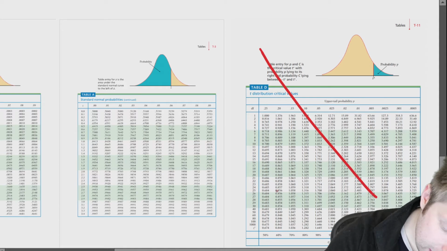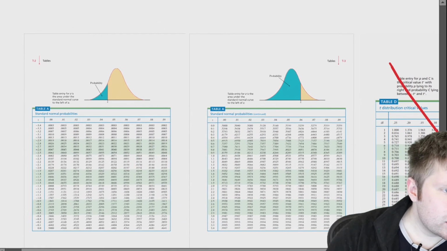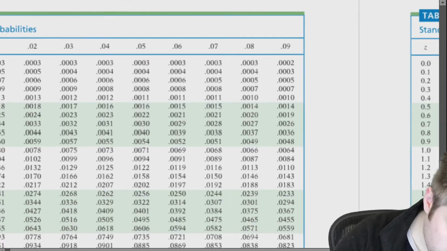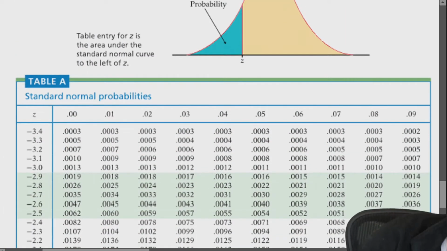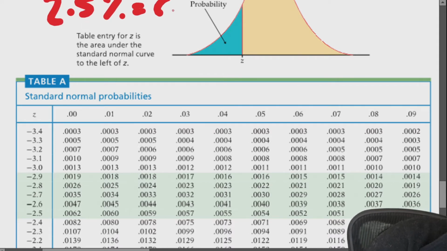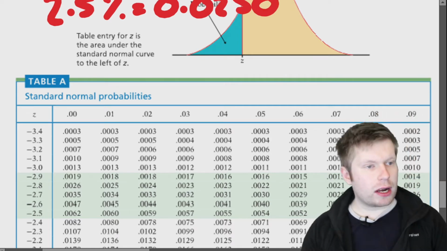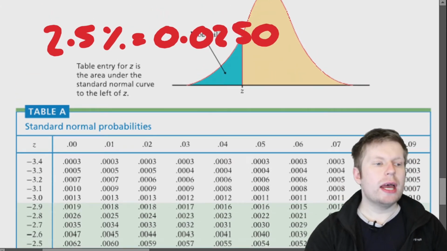Well, look, I don't want the T tables in this case, so I can get rid of that. So basically, I'm looking in these tables, and I'll just zoom in. I'm looking in these tables for 2.5%. So just remember, 2.5% is equal to 0.0250. Okay, so that's the value I'm looking for, because remember it's given as a decimal in my table.